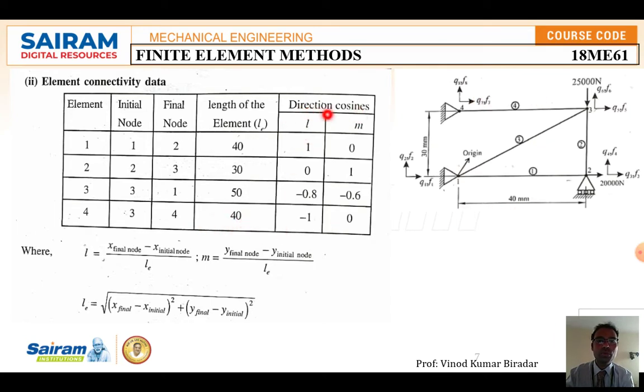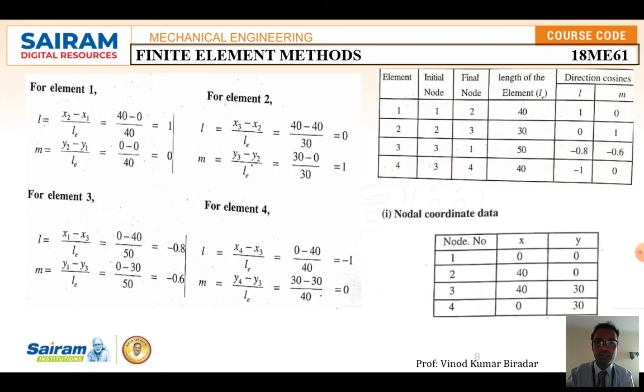Okay, so now coming to the direction cosines, that is L and M. How to calculate these direction cosines? We wrote for the first element 1 and 0, so how do we get this formula? Coming to the next slide. Here we have the first element, second element, third element, fourth element. Look at here: final node minus initial node. For the first element I wrote here 1 comma 0.